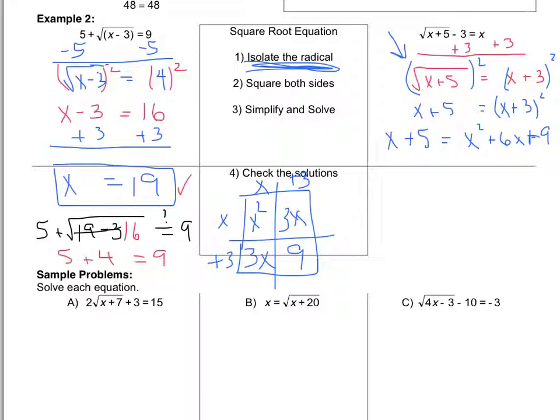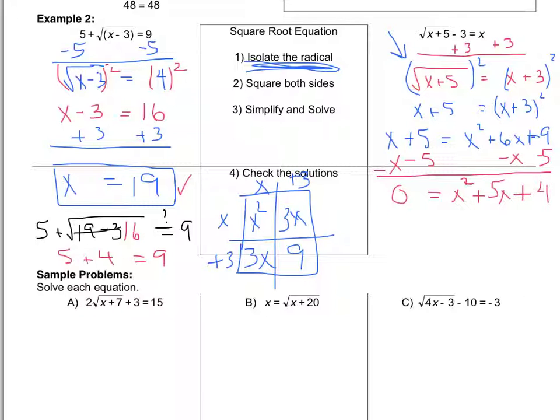Now, to get it equal to 0, I'm going to subtract x from both sides, and I'm going to subtract 5 from both sides. I get 0 equals x squared plus 5x plus 4. Now to factor, I'm going to look to see if I can factor, and I know I can get 4 times 1 gives me 4, but also adds to give me 5.